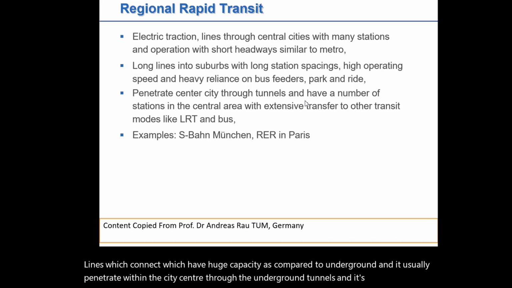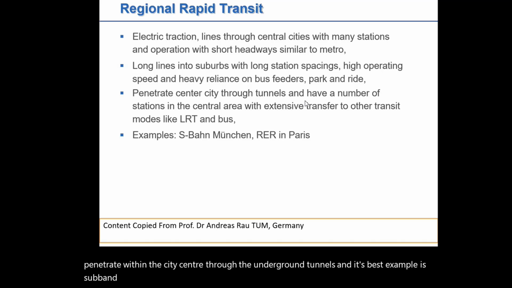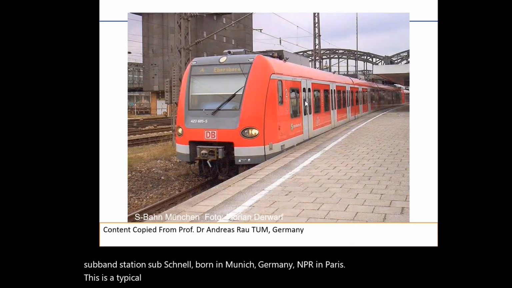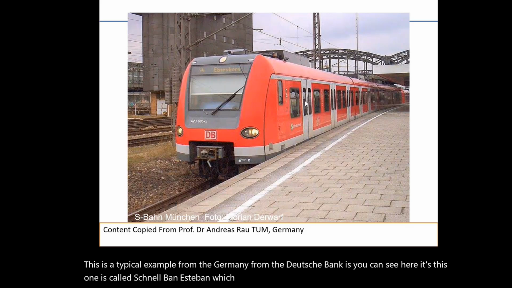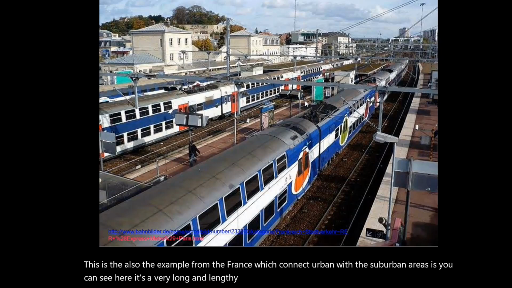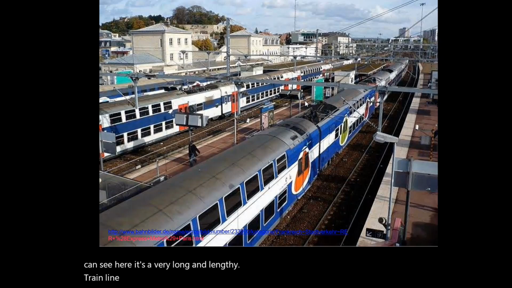Its best examples are the S-Bahn, Schnellbahn, in Munich, Germany, and RER in Paris. This is a typical example from Germany, from the Deutsche Bahn. As you can see here, this one is called Schnellbahn, S-Bahn, which connects the urban and suburban areas. This is also an example from France, which connects urban with suburban areas. As you can see here, it's a very long and lengthy train line which has a capacity of almost more than 1000 people.